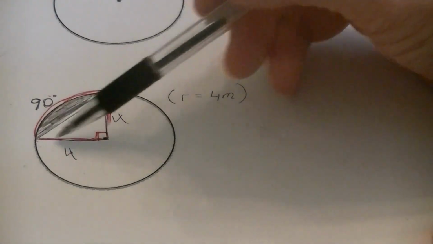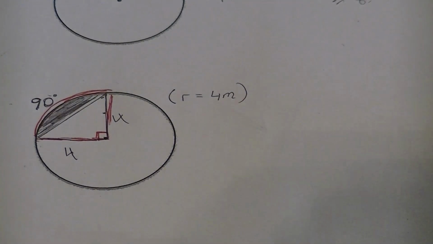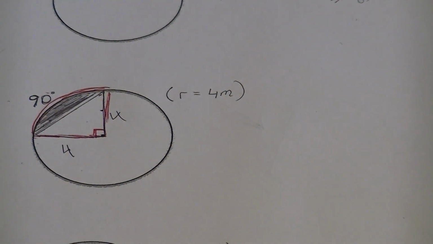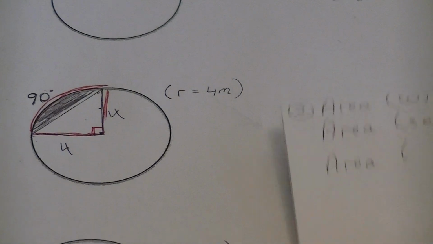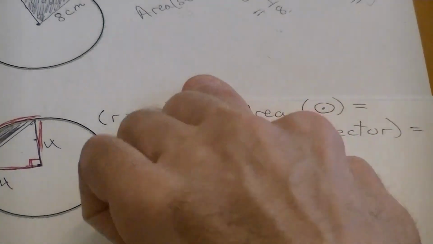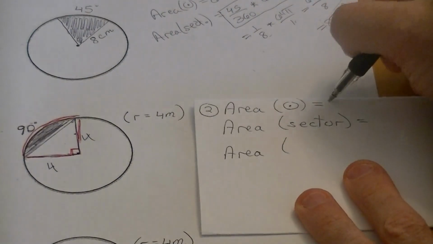That's a sector of the circle in red. And it stands to reason if I can get the area of that red sector, all I have to do is subtract the triangle out of it, and I'll be left with the thing I need, the segment. So here's what we do. Here's the work. First, I get the area of the circle. Area of the whole circle would be pi r squared, 16 pi.